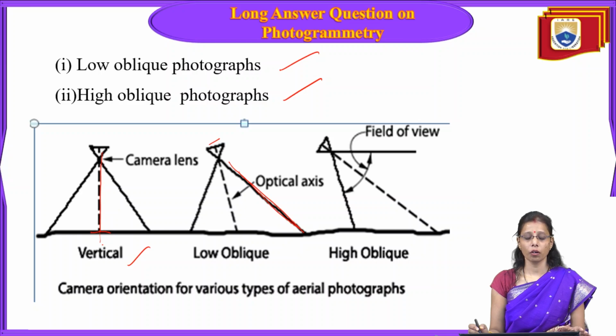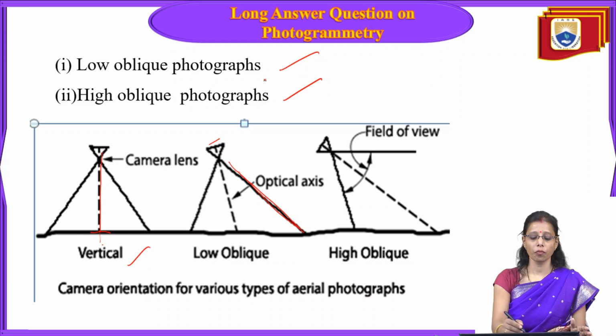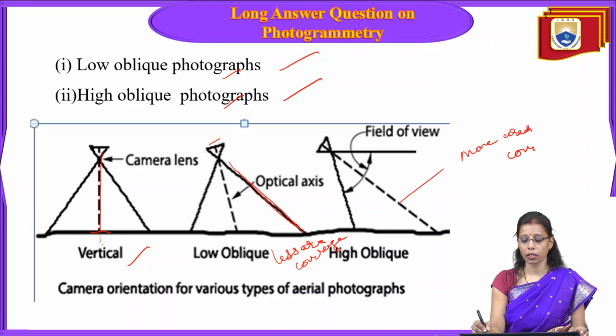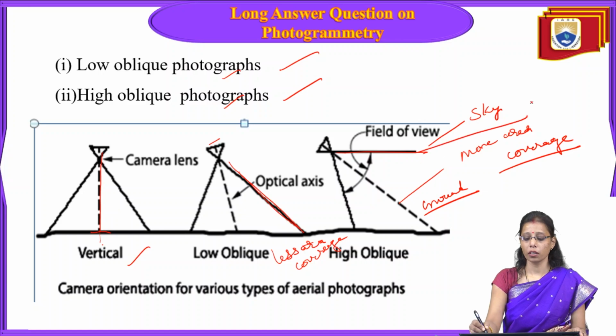This is the oblique photograph, and in the oblique photograph we have two types: low oblique and high oblique. How do the low and high oblique differ? A low oblique photograph is less inclined and will not show the horizon, only a less area coverage. Here it will be less area coverage, and here it will be more area coverage. Here you can see the horizon line. You can see the sky as well as the ground. The horizon line is visible here.